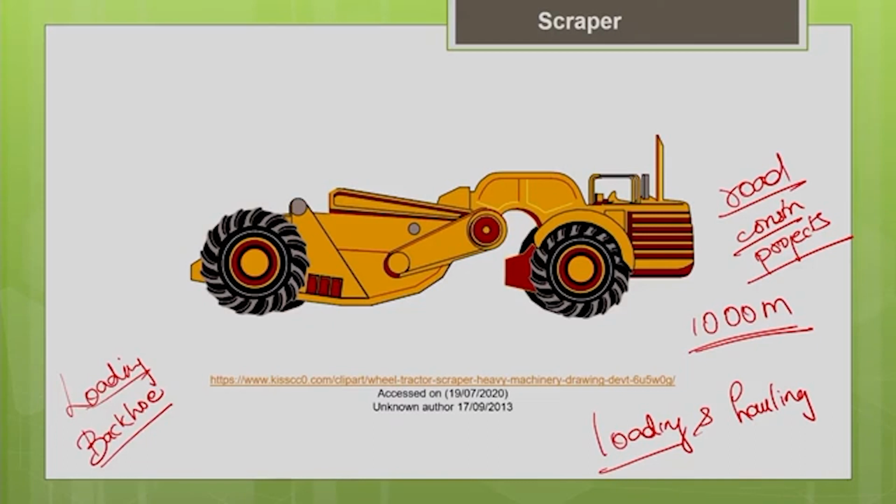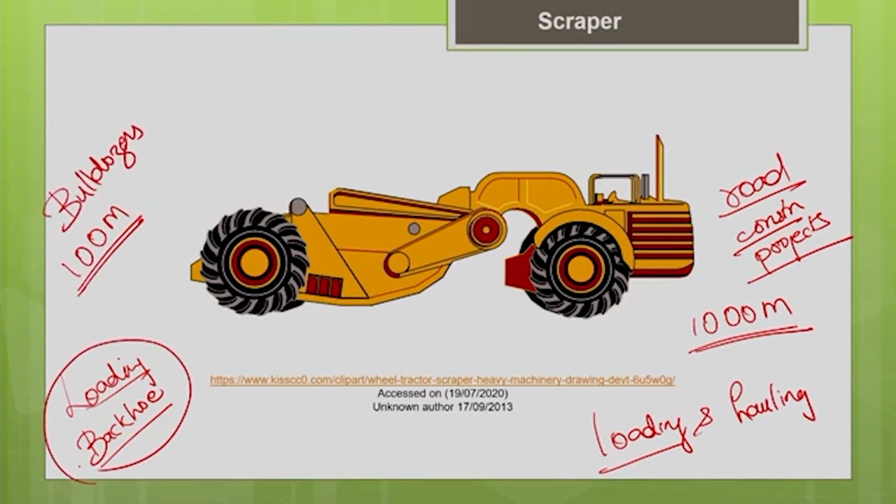They are very good in loading, but their mobility is very much less. That means the economic haul distance for those machines is very commonly less than 100 meters. For the bulldozer, what we discussed in the earlier lecture, the economic haul distance is only up to 100 meters. So there are certain machines which are very good in loading, but their mobility is less, meaning they are not good in hauling, with a haul distance of maybe less than 50 or 100 meters.